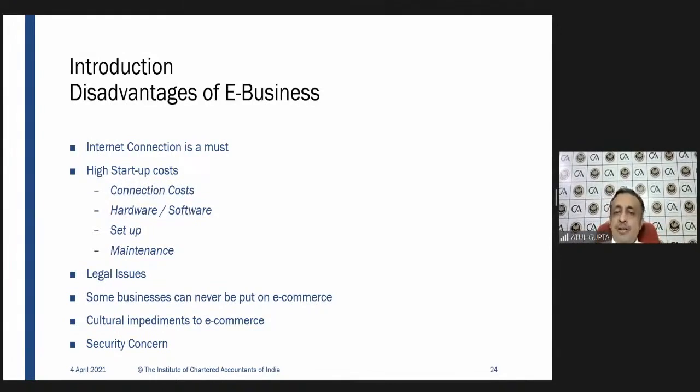Next is a very important issue, high startup cost. So when you want to create an e-commerce, the connection, that is the internet connection, the electricity connection. So these issues are relevant. There are legal issues. One of you did point to that legal issue. Some businesses can never be put on e-commerce. Mangoes like that we will be taking lot of effort one day to buy mangoes online. Unless we smell it, feel it, it will just not be possible to do it. So that is like you cannot do few things.